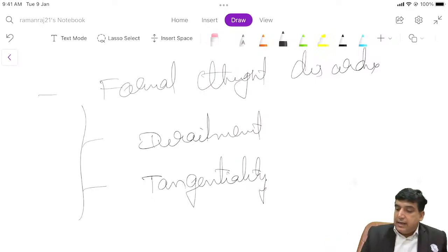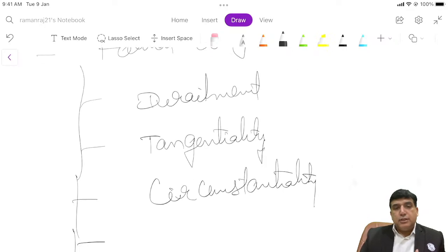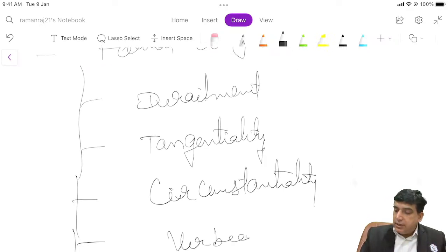So we have derailment, we have tangentiality, we have circumstantiality. Okay, this is also formal thought disorder. We have verbigeration.